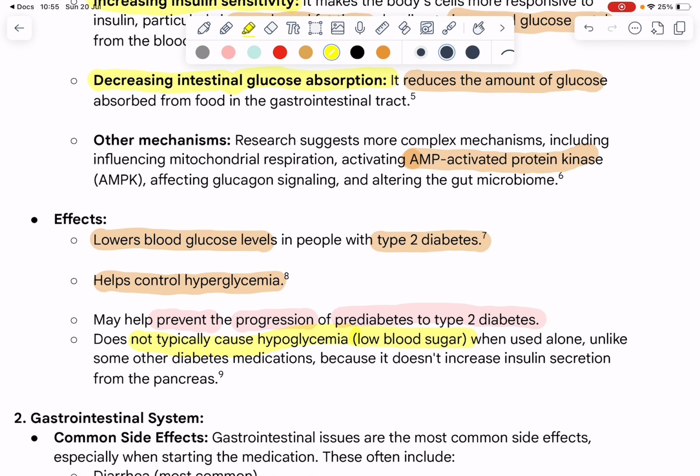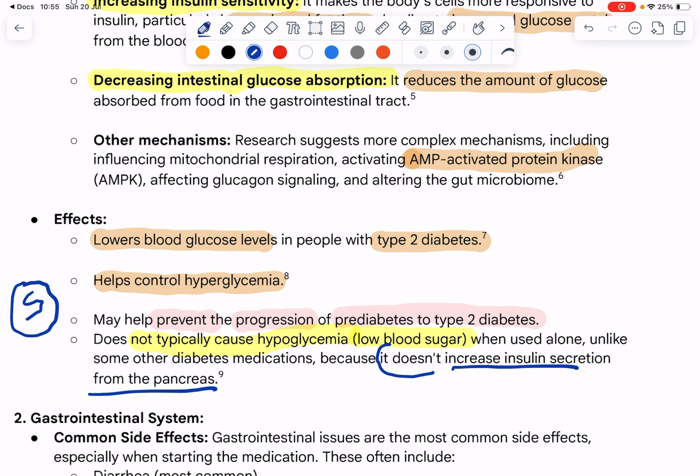As you know, there is a drug, sulfonylurea, which increases the insulin secretion from the pancreas, thereby there is an increased risk of hypoglycemia with sulfonylureas. Such side effects are not present with metformin. Metformin does not increase the insulin secretion from the pancreas, thereby it is safe from hypoglycemic side effects.